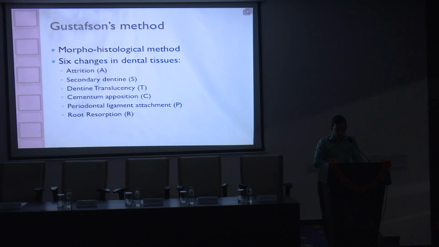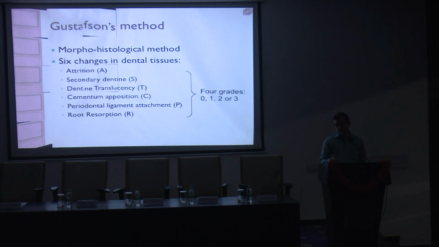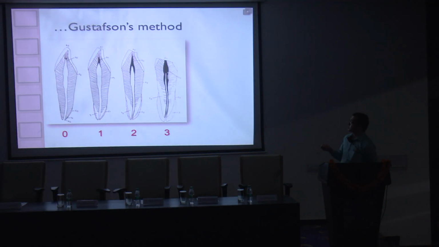Now, what do we do with these 6 parameters, with these 6 variables? So Gustafson says that let's grade these into 4 stages: grade 0, grade 1, 2 and 3, a total of 4 grades or 4 stages. And to get a better idea about what these 4 stages refer to, he says that look, if attrition is non-existent, we give it as A0.